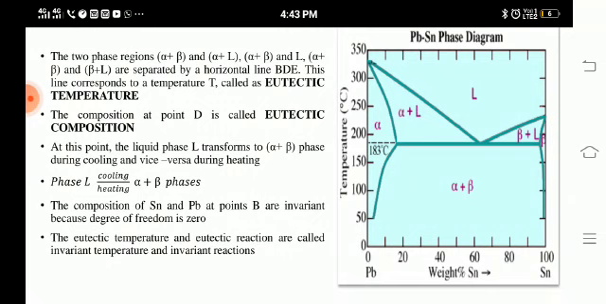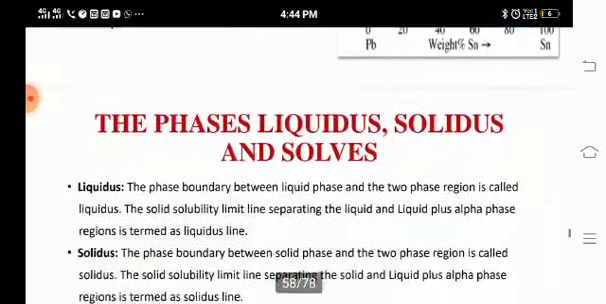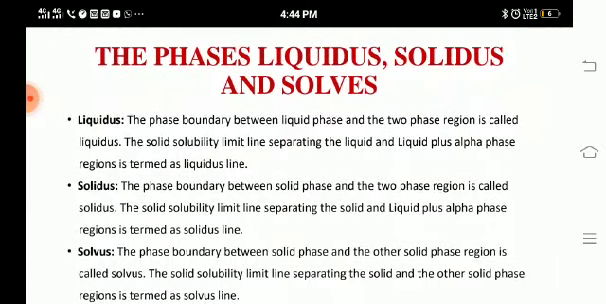The composition of tin and lead at the eutectic point is invariant because the degrees of freedom is 0. So we cannot change temperature and pressure independently. The eutectic temperature and eutectic reaction are called invariant temperature and invariant reaction. Now we can see the boundaries, that is liquidus, solidus and solvus, which are available in eutectic phase diagrams.